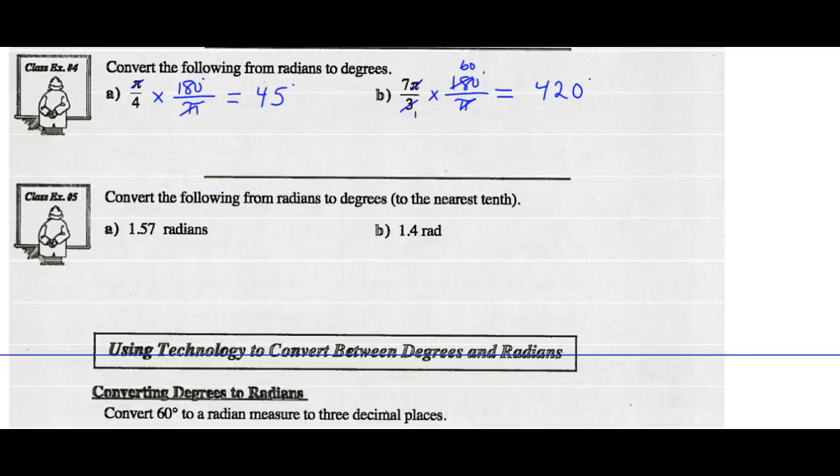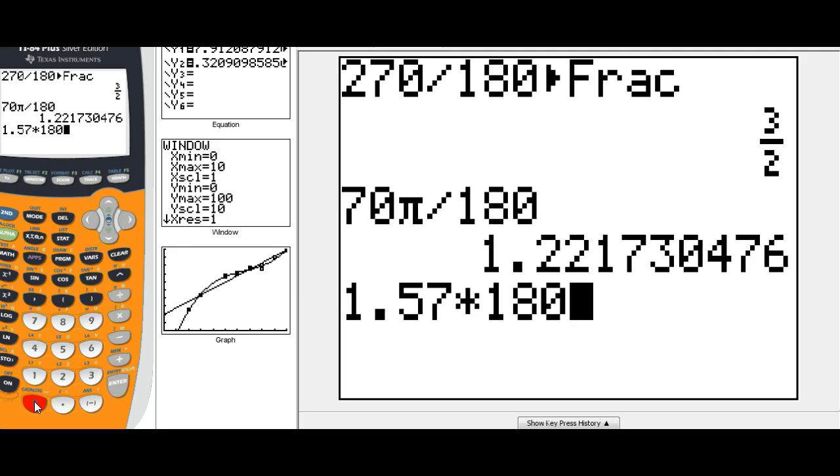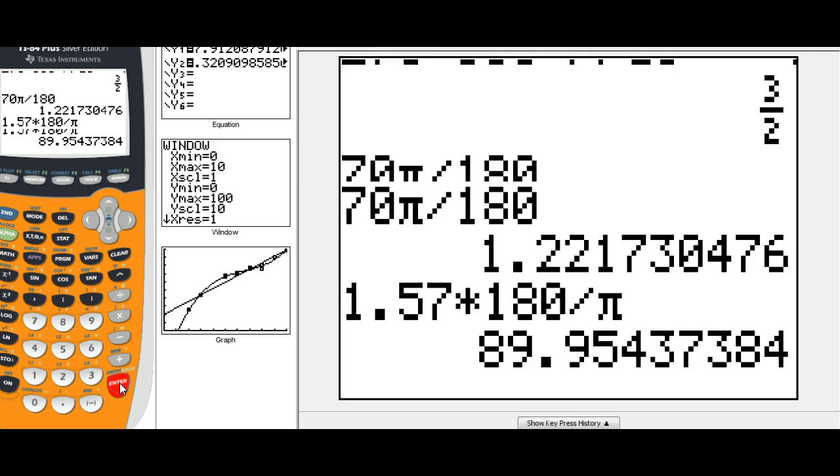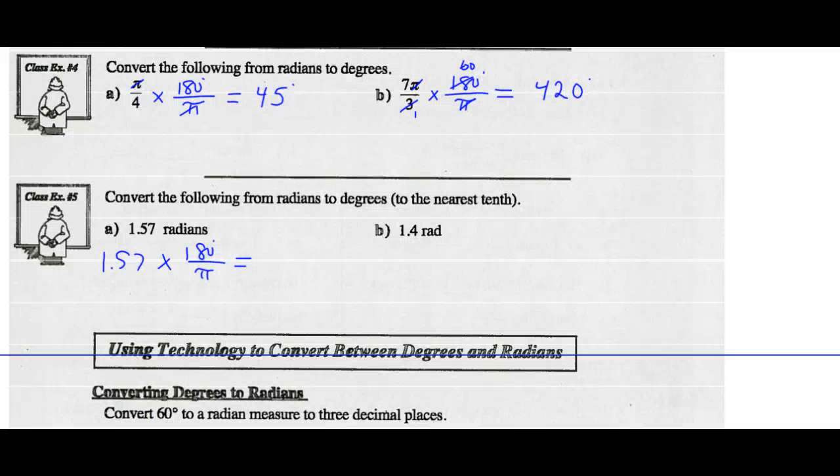Example 5, convert 1.57 radians into degrees. So again, we take 1.57, we multiply by 180 degrees divided by pi. So now we do that on our calculators. 1.57 times 180, divide that by pi, and you get 89.95. So that's really close to the nearest tenth. Yeah, 89.95 would be 90.0. So that's 90.0 degrees. All right.